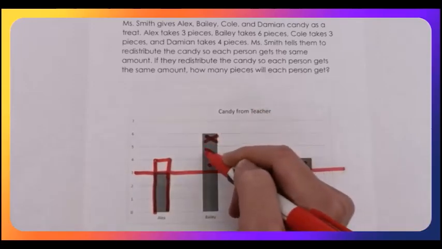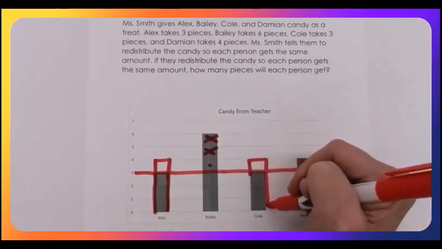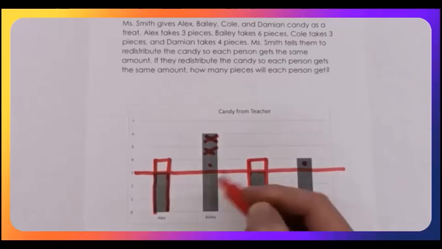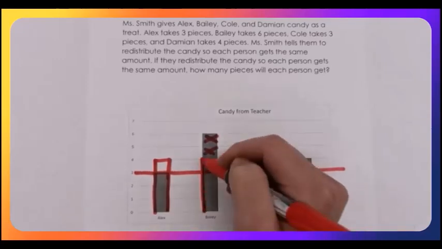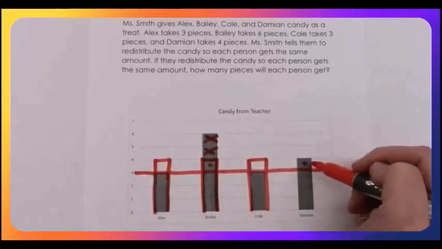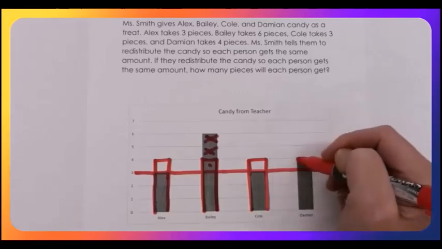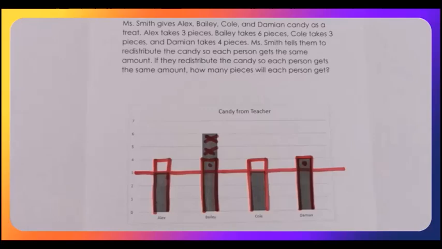I'm going to take this piece and I'm going to move it over to Cole. Cole now has 4 pieces. And this piece right here, I'm going to leave that with Bailey so that Bailey also has 4 pieces of candy. And I don't need to move this or redistribute it because Damien is going to get to keep it, so that each student now has 4 pieces of candy.